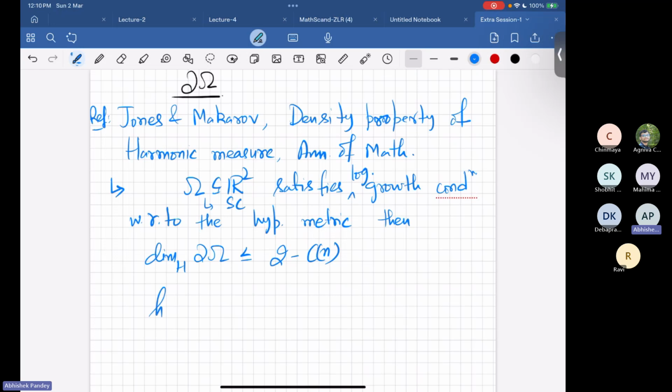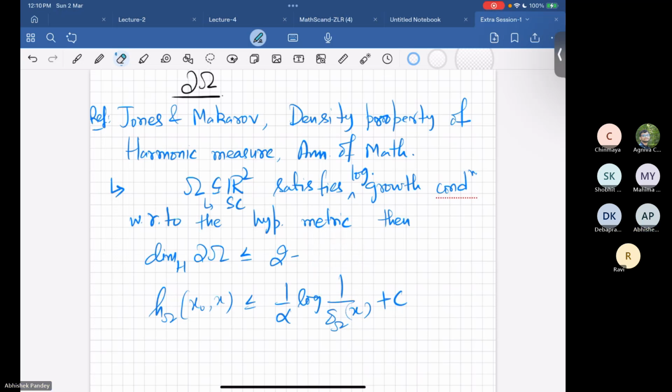It means that the hyperbolic metric satisfies k(x naught, x) is less than or equal to 1 upon alpha log 1 upon the distance of x from the boundary of omega, plus c. So alpha will be there. So the Hausdorff dimension of this one will be less than 2 only. This constant c depends upon the dimension n. I have written it in particular for 2, so let me just write it down as c only. So it is c into alpha.